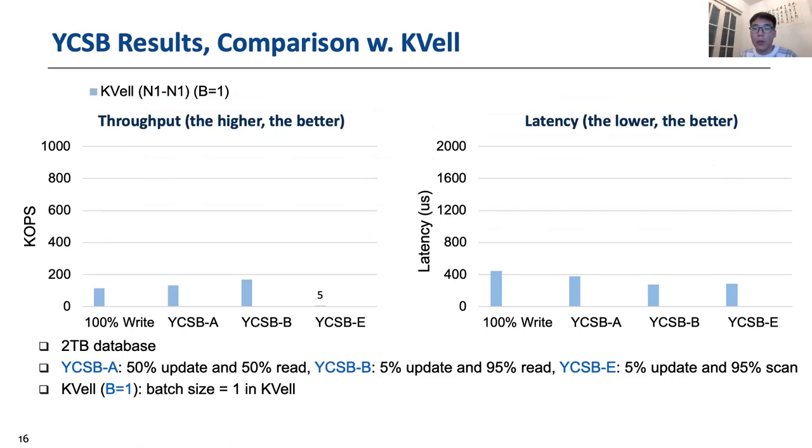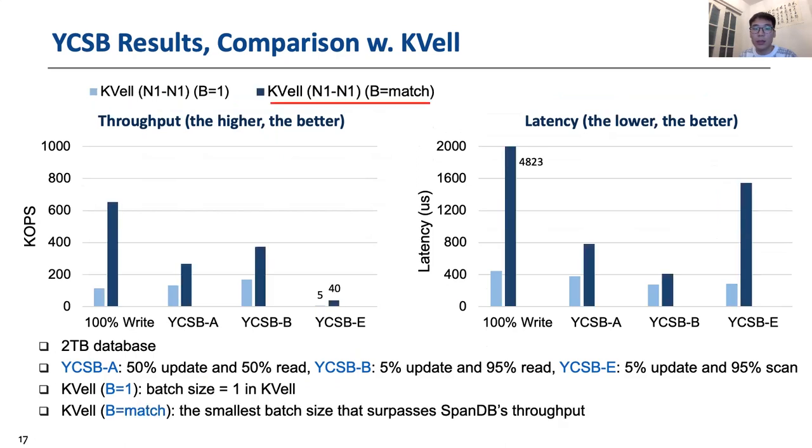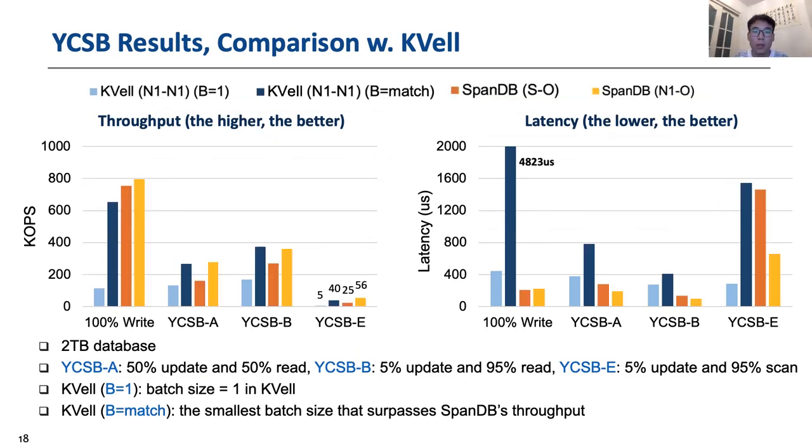For the large DB test, we compare with the recent KV system KVell with a 2TB database. We test KVell with two batch size settings. Size 1 gives the lowest latency and throughput, and the other is the lowest batch size matching SpanDB throughput, if it does. Then we add SpanDB on SO and N1O combinations.